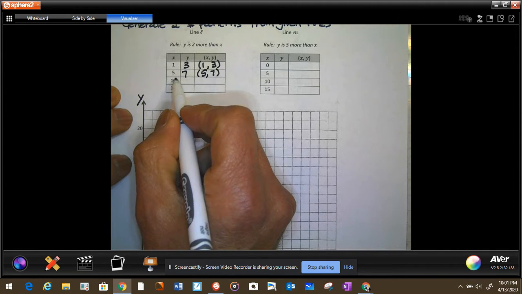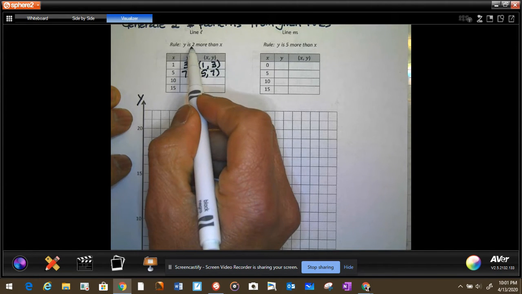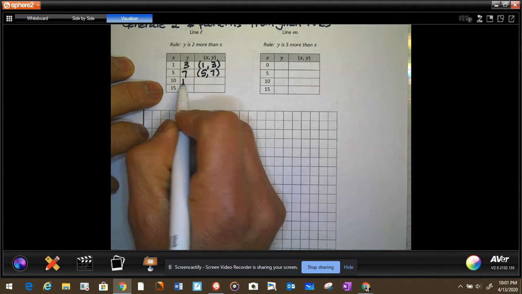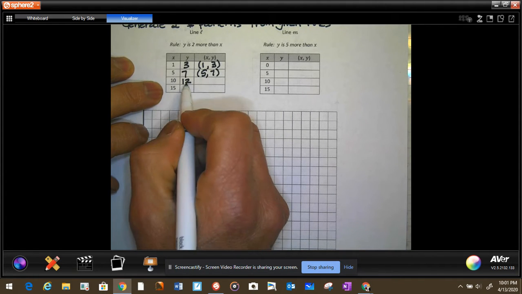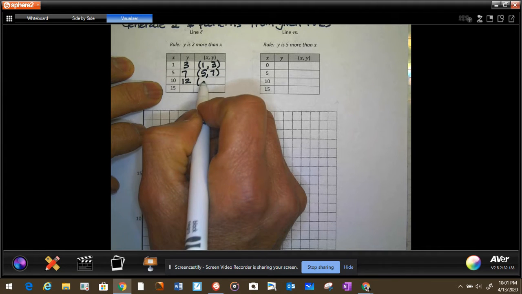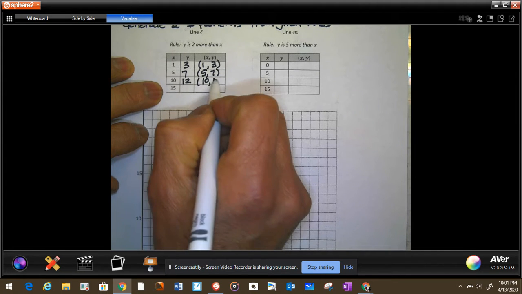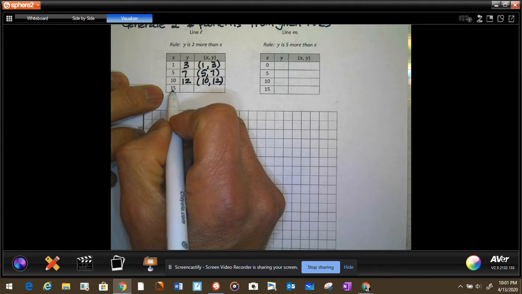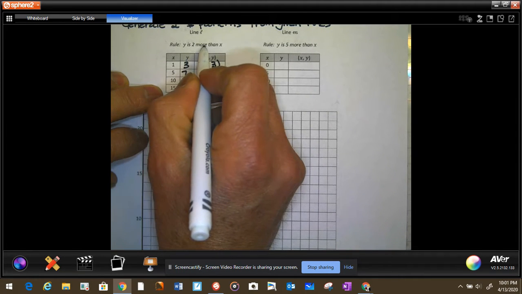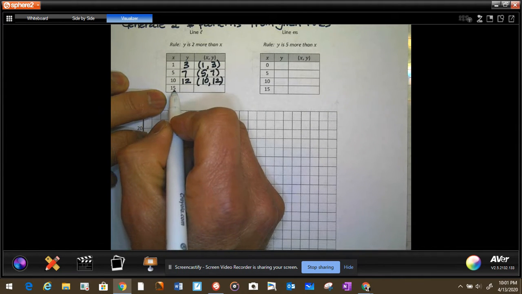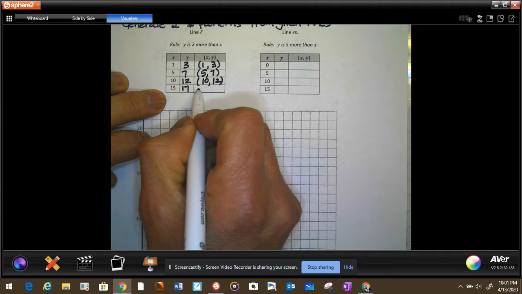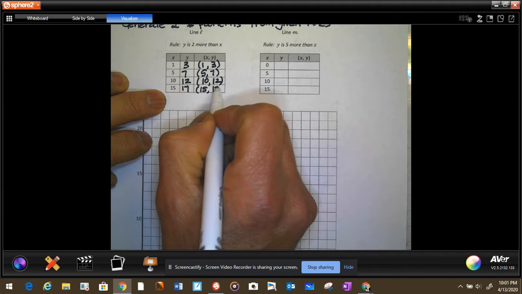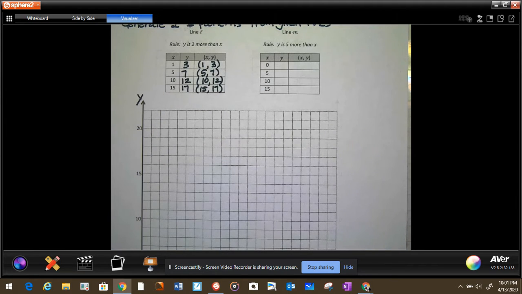And again, the rule applies: y is 2 more than x. So if x is 10, then 2 more will make y 12. And that will be the third set of coordinates. And the next one is x is 15, so y is 2 more. 2 more than x will be 17, and that will be our fourth coordinate pair.